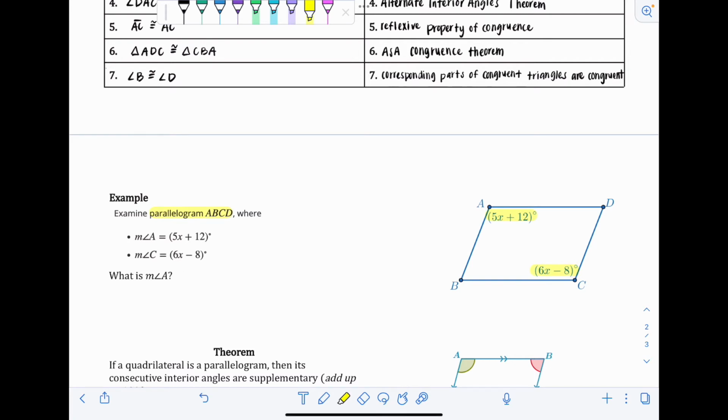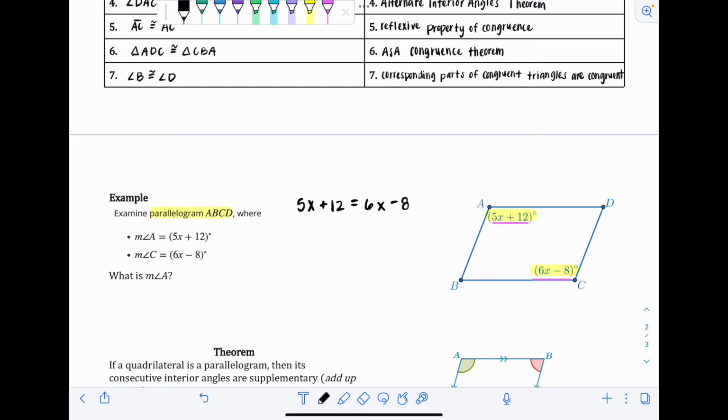That theorem just says that if it's a parallelogram, which we have here, it says it in the problem, then its opposite angles are congruent, which means they have the same measurement. So if they have the same measurement, then we can take the expression that goes along with each angle and set them equal to each other to set up an equation that we can solve. So we'll do one angle measurement, 5x plus 12, is equal to the other angle, angle C, which is 6x minus 8.